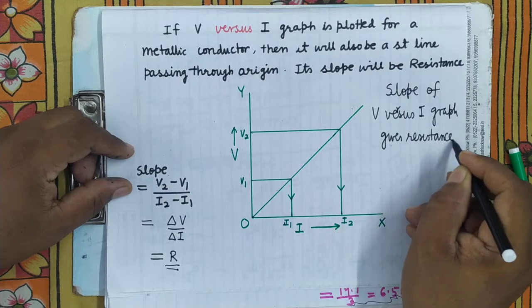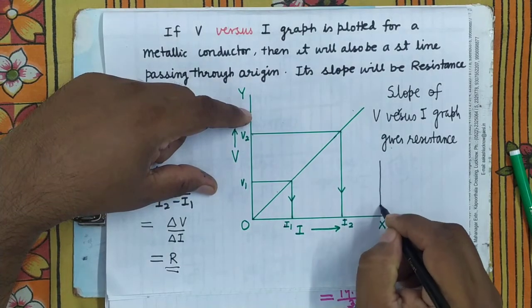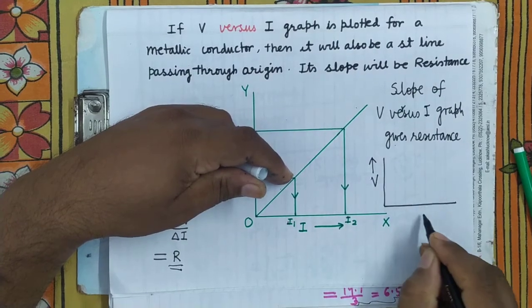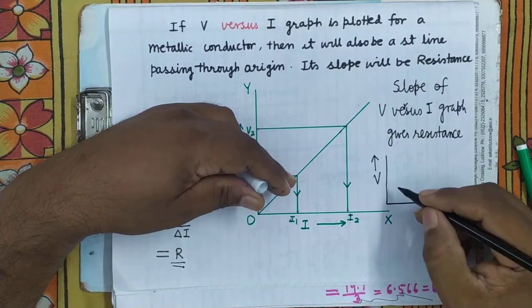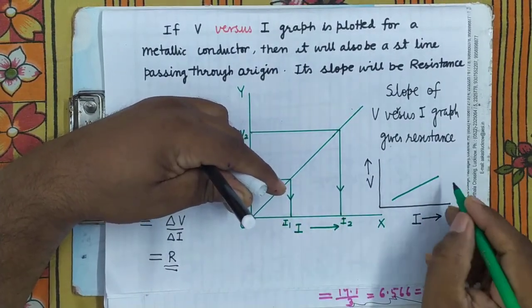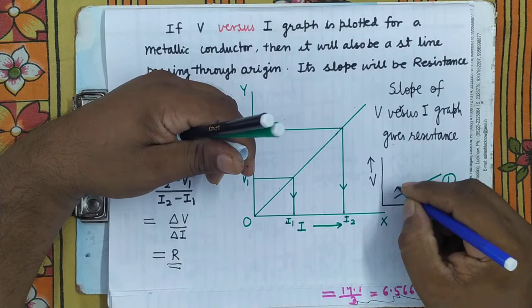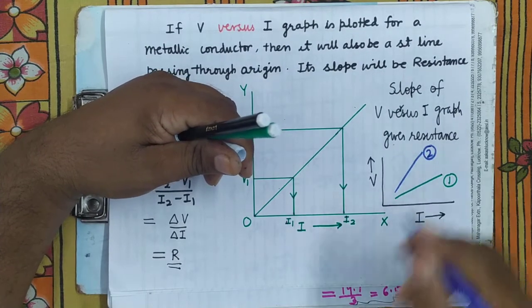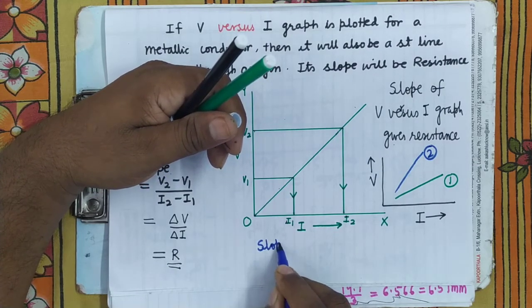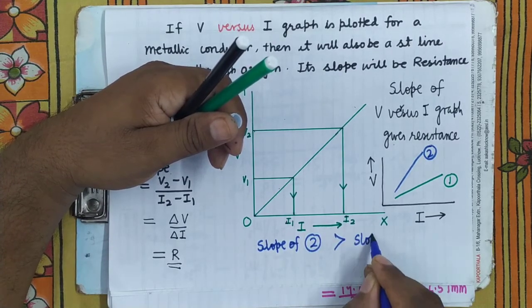Now there is one more thing. Suppose on the same scale you draw two graphs. Here two graphs are drawn. On this side you have taken V and on this side you have taken I. One graph is this, and you can name it 1, and there is another graph, this one, which has a greater slope. So you can tell that the slope of 2 is more than the slope of 1.